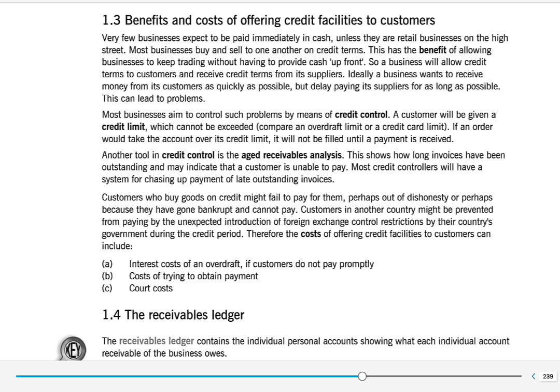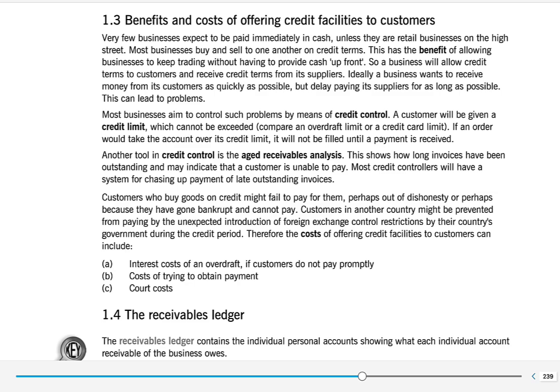Cost 1. Interest costs of an overdraft if customers do not pay promptly. If customers do not pay quickly, the business may run short of cash. To keep operating, the business might use a bank overdraft. An overdraft is a situation where the bank account goes below zero and the bank charges interest. So slow customer payment can cause overdraft interest costs. Late customer payment can turn into bank interest expense for us.